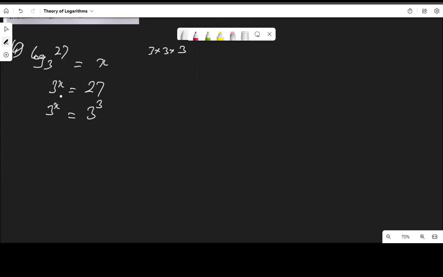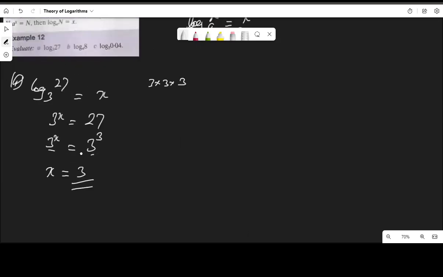So the index form of 27 is 3 to the power of 3, and this is an exponential equation. When the bases are the same, we equate the powers. On the other hand, if the powers are the same, we equate the bases. So in this case, the bases are the same, 3 and 3. That means x is equal to 3. That is it for question A.